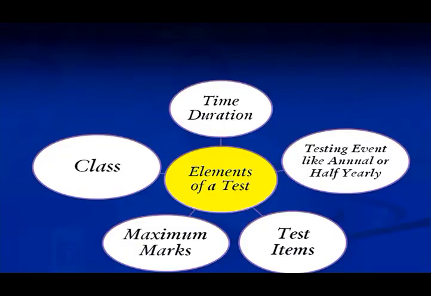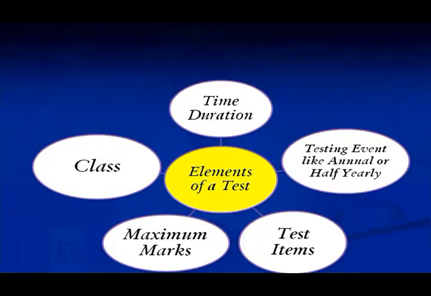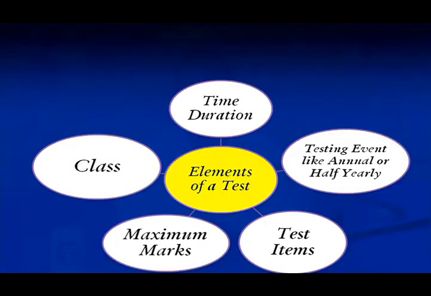Now, what are the elements of a test? What parts are covered in a test? That means, first thing is, a test is meant for a particular class. Whenever you develop a test, it is meant for a particular class: this test is for 8th class, this test is for 7th class, in mathematics, in social sciences, in sciences. Then there is time duration. The test is of half an hour duration. The test is of 1 hour duration. Then another element is, there are maximum marks fixed for a test. 100 marks test, 50 marks test, 20 marks test.